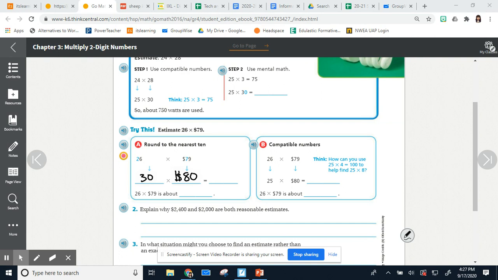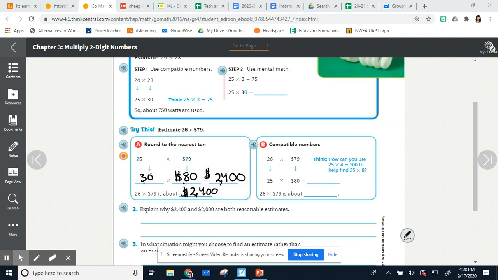Okay, so now I'm going to think, 3 times 8 is 24. And then I see that there are 2 zeros there, so I'm going to add those in. Oh, but don't forget your dollar sign. So 26 times $79 is about $2,400.